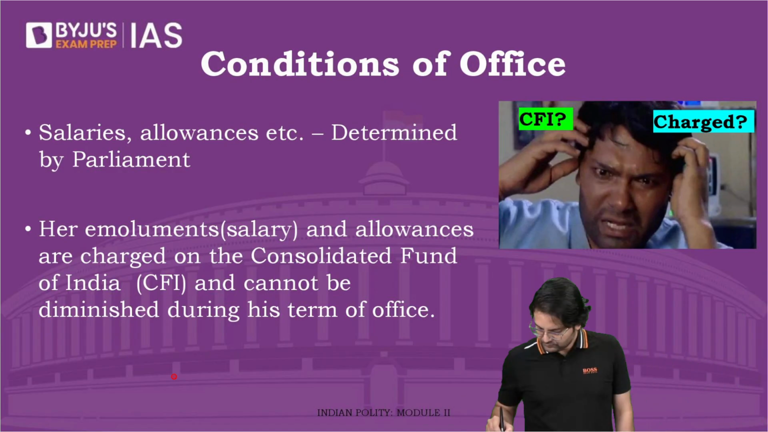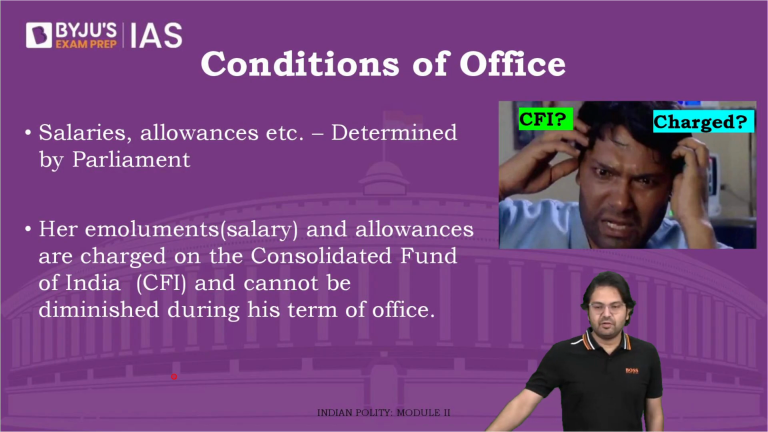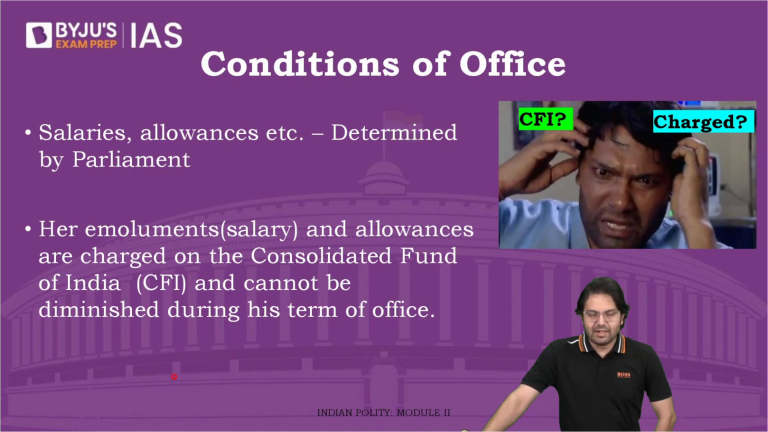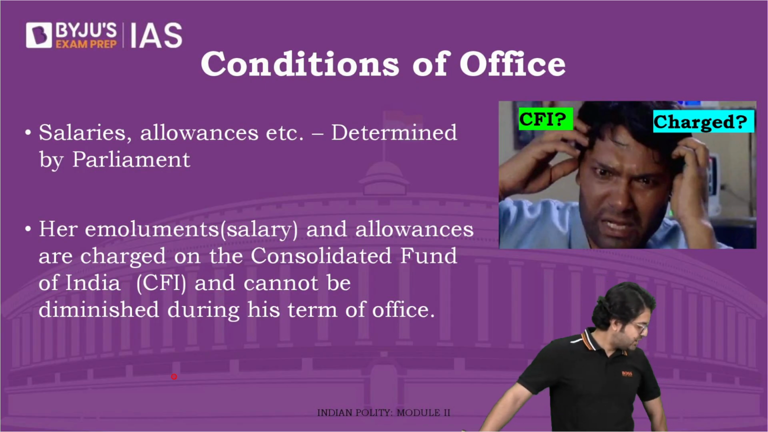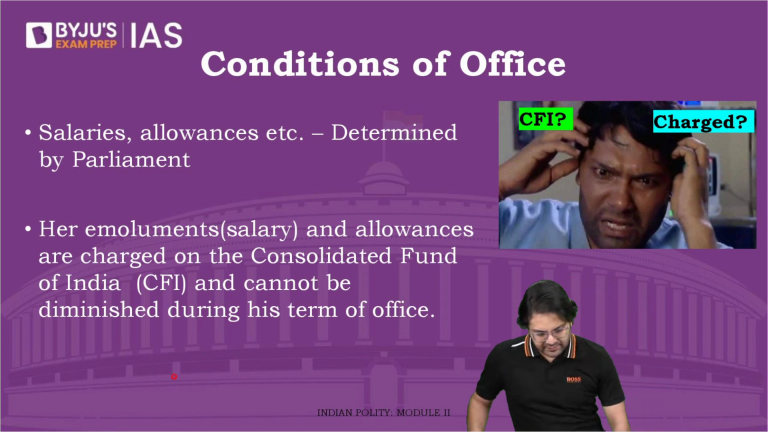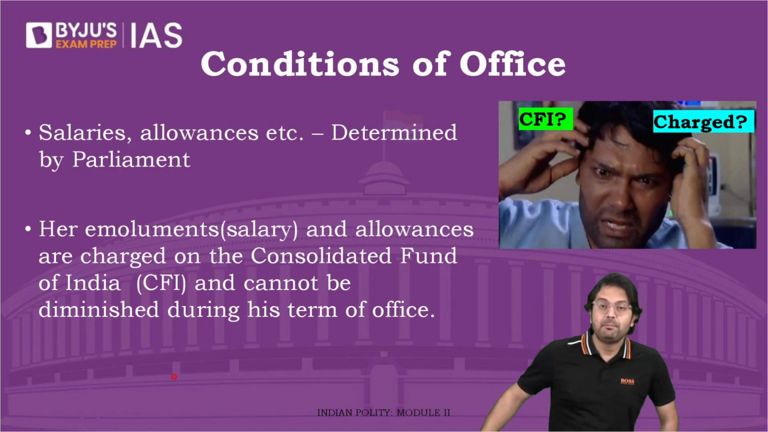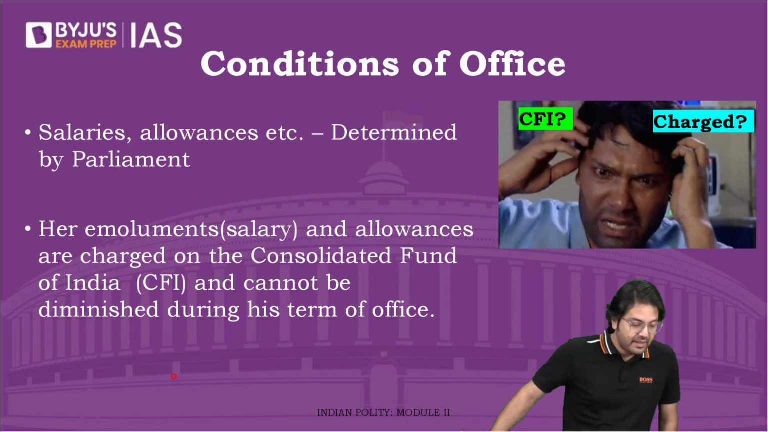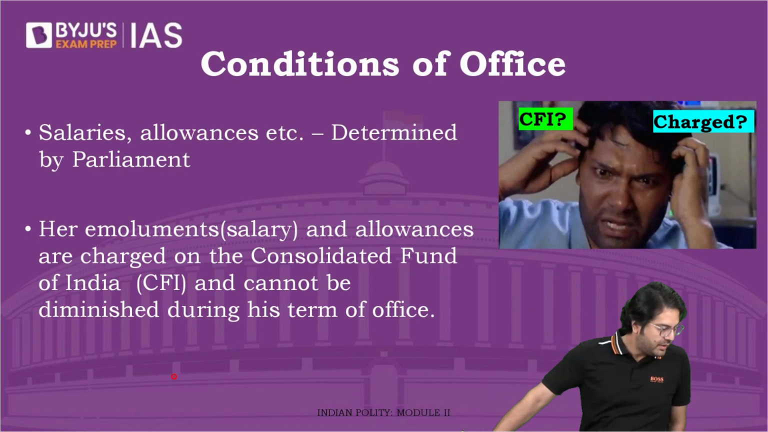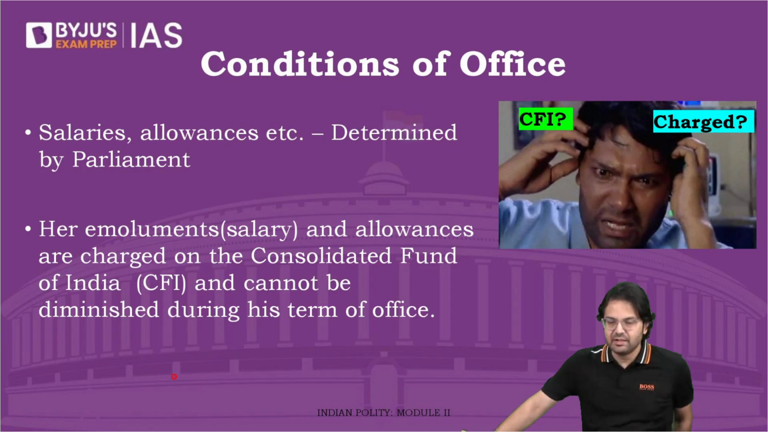Okay, well, conditions of office, we are discussing this point. And now the point here is the salaries and allowances, etc., are determined by the parliament. So whatever salary the president gets, the allowances that they get, benefits, etc., all these things are decided by the parliament. Clear? And one more thing, their emoluments, that is the salary.